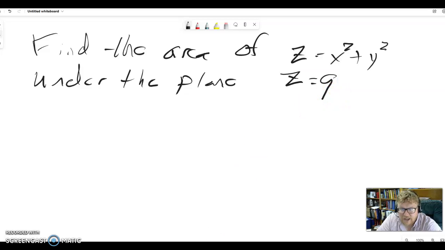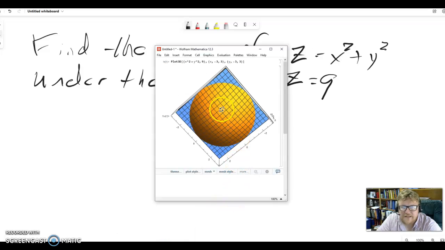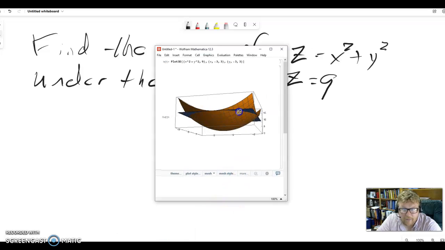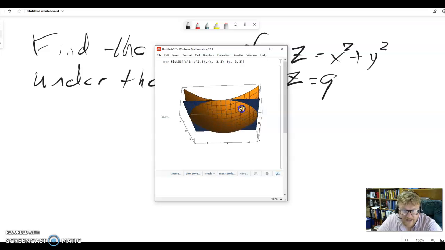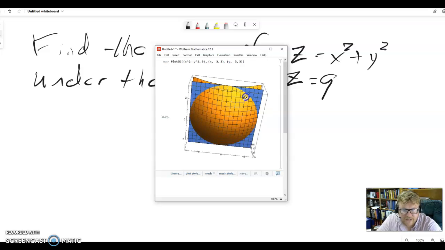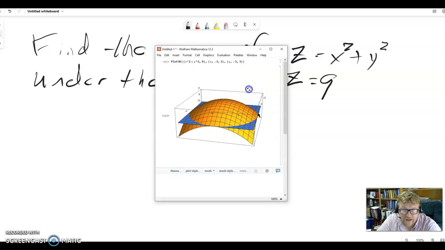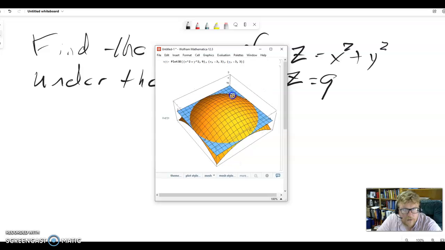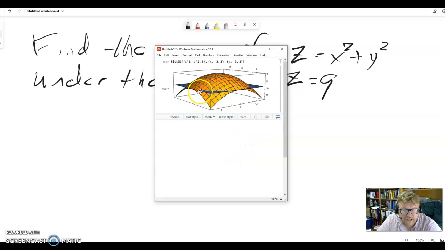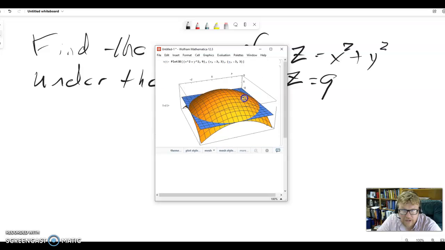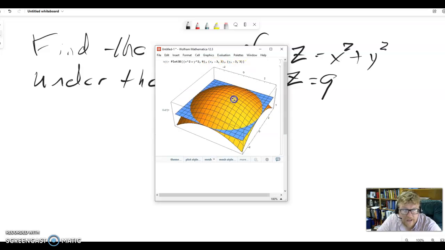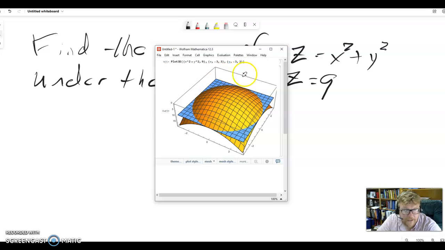We always write this on the board, and then ask, what does it actually look like? I've graphed it in Mathematica here. It's a 3D paraboloid, and z equals 9 is a plane that cuts it off. So what we want is the surface area of this dome. I've inverted it, because this is z increasing. Z equals 9 is right here. We want to be below this plane and figure out the area of that surface.